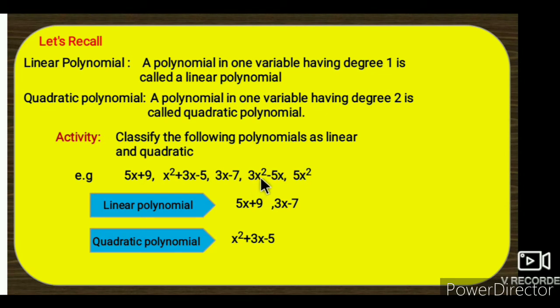The fourth example is 3x square minus 5x. This polynomial contains one variable x and has degree 2, therefore it is a quadratic polynomial. And the last example is 5x square, containing one variable and having degree 2, therefore it is a quadratic polynomial. Now students, let's start quadratic equations.